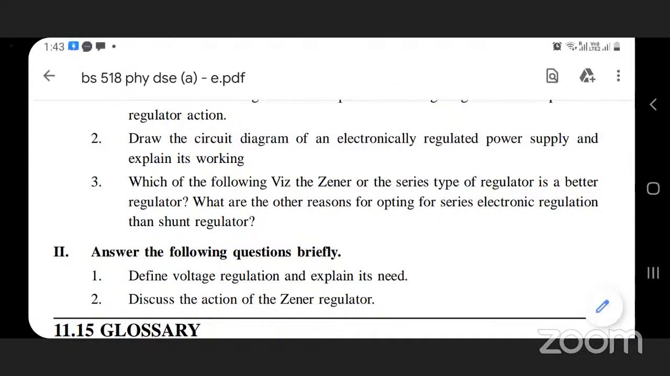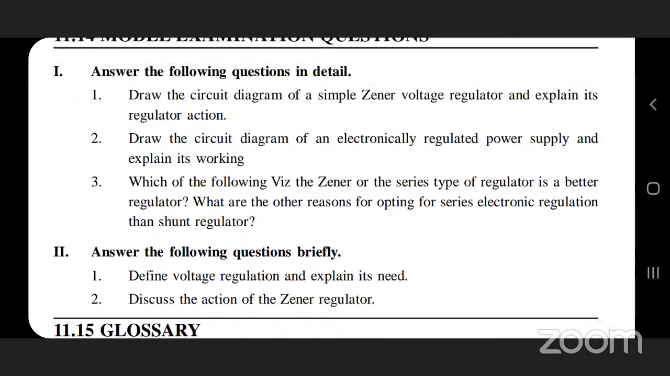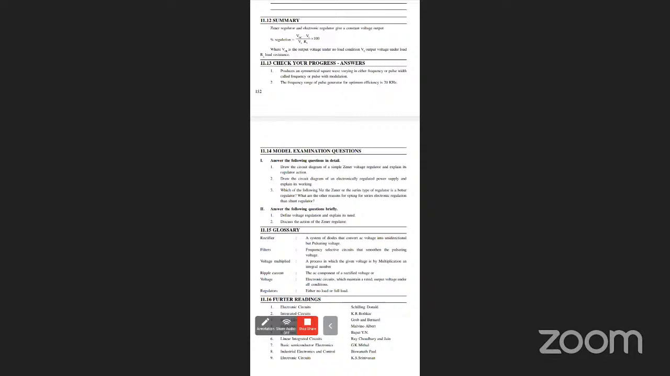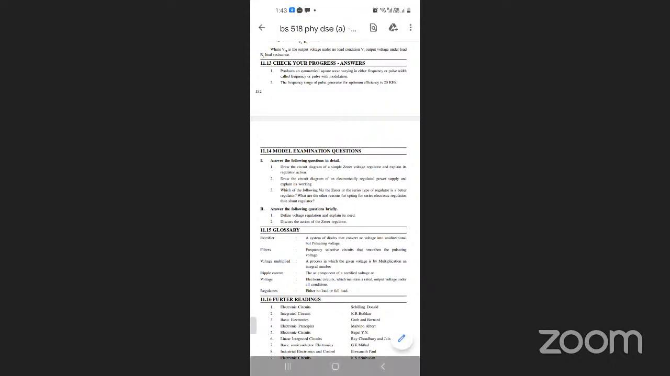Okay. So you need to understand this, and you need to notice what voltage regulation is, how many types of regulations there are, how to practice it, and how to remember all these things.